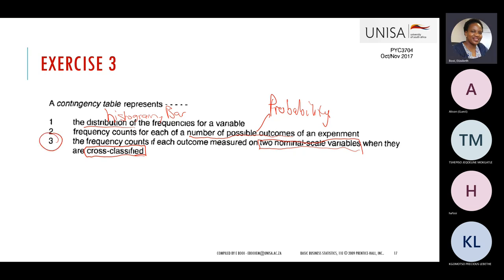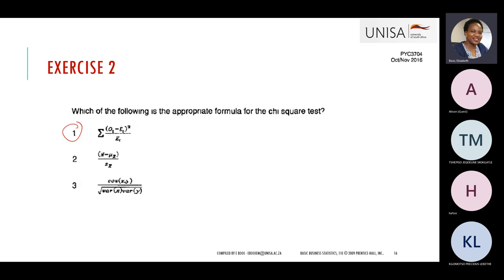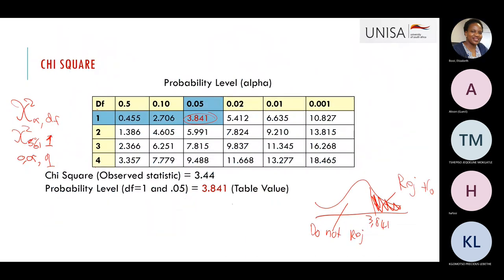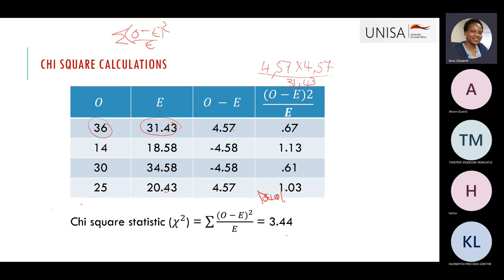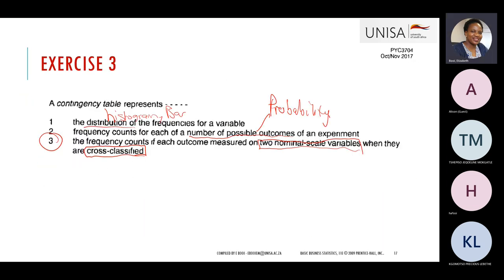So the only option that we have is three, because with a contingency table, like this contingency table, there are two nominal variables, because there is no rank or order in like or dislike, and male and female. So they are both nominal variables. And they are cross-classified because we cross-classify both of them. If individually, the choice would be like and dislike, with 50 and 55, and male or female in terms of gender, and so on. So that will be number three.